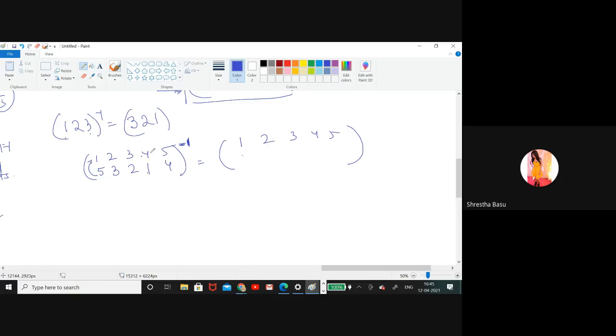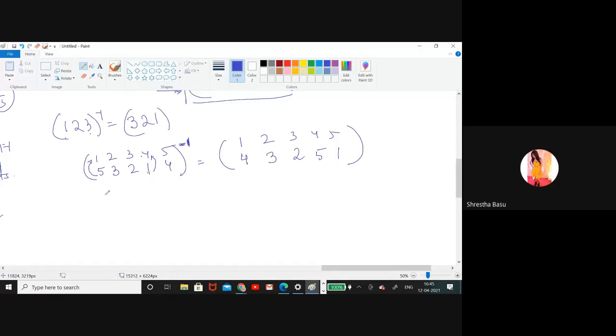1 to 5 means 5 to 1, so 4 here, and then 2, 2; 3 is 3; then 3 is 2; and 4 is 5, and then 5 is 1. Okay. So what she is doing is basically just reverting it back, and that will be the inverse.